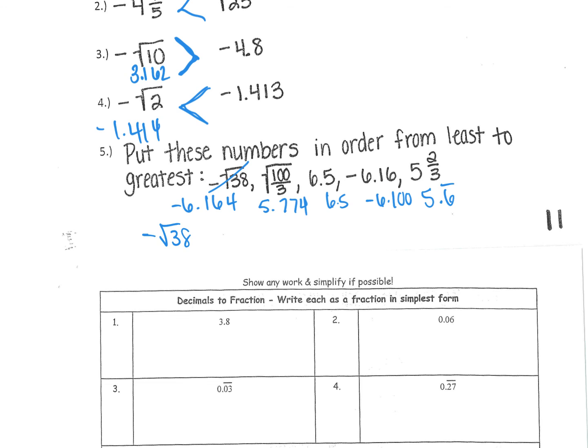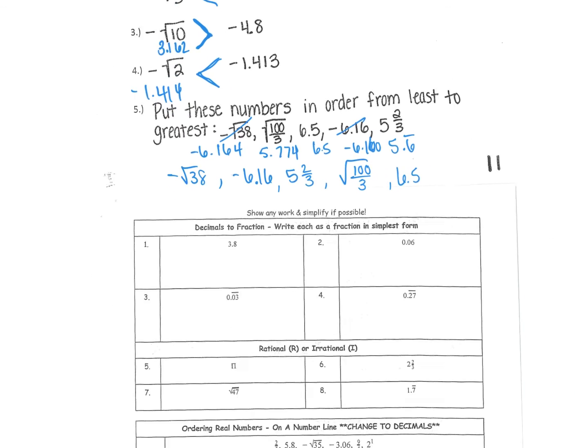Now we're going to go with the negative 6.1. Oh, I forgot the 6 here. Negative 6.16. Cross that one off. And that's all our negatives. Now our positives should be a little bit easier. 5.774 is bigger than 5.666. So we're going to say 5 2/3 is our next one. And then the square root of 100 over 3. And then finally 6.5. And there you go. That's how you put them in order.